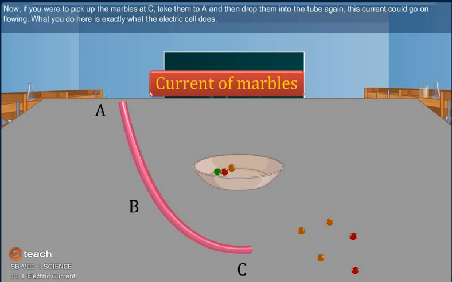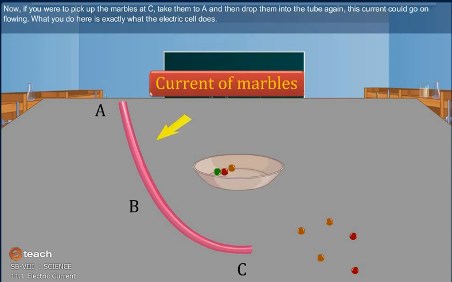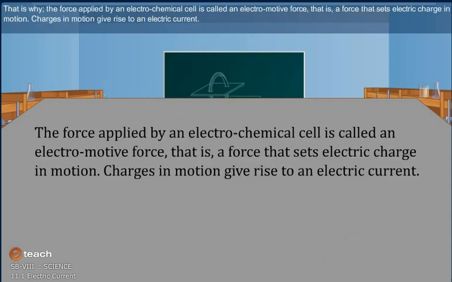Now, if you were to pick up the marbles at C, take them to A and then drop them into the tube again, this current could go on flowing. What you do here is exactly what the electric cell does. That is why the force applied by an electrochemical cell is called an electromotive force. That is, a force that sets electric charge in motion. Charges in motion give rise to an electric current.